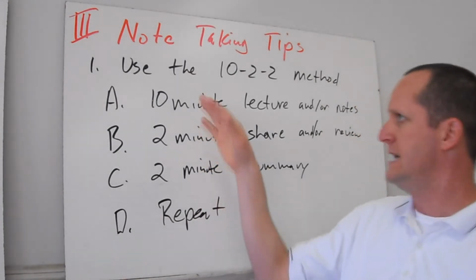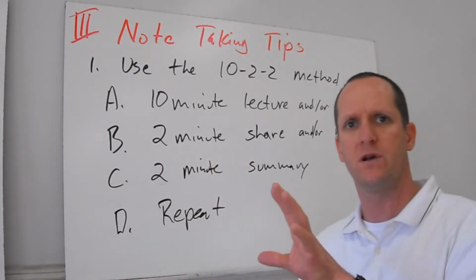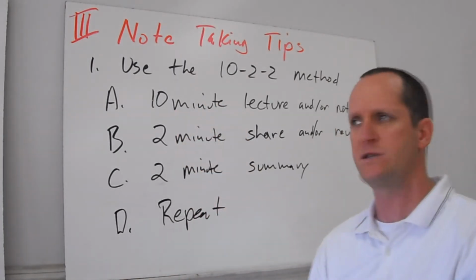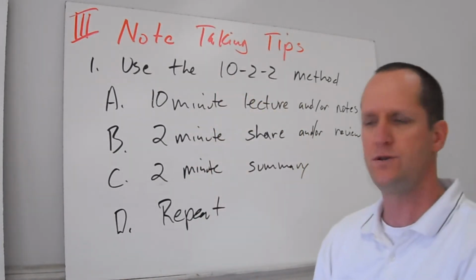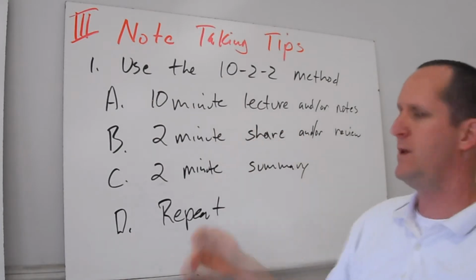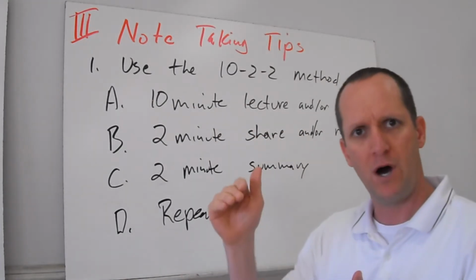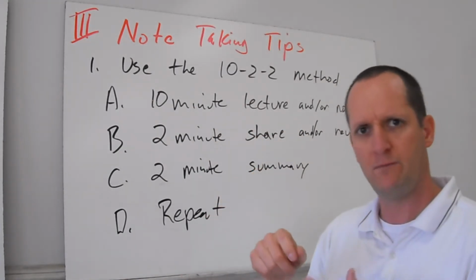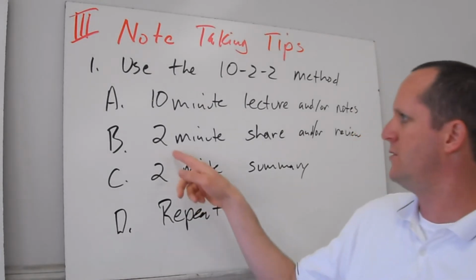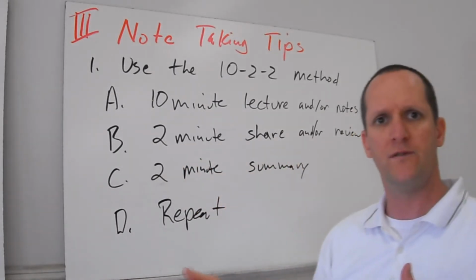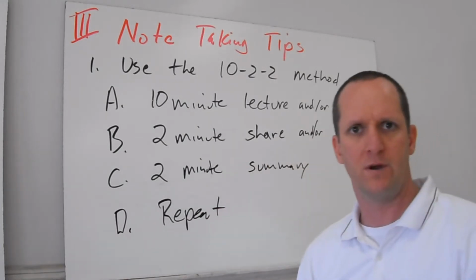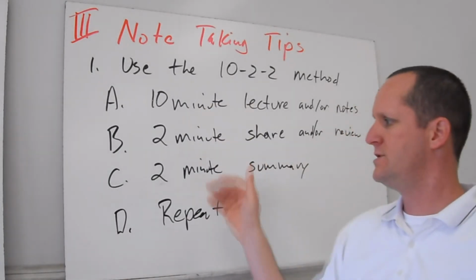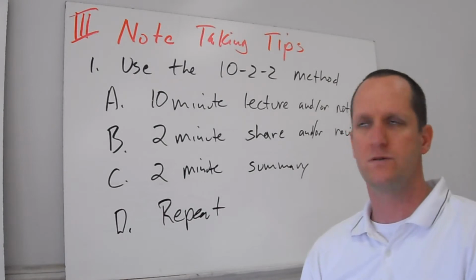and then repeat the process. Now my notes that I'm going to be posting on YouTube will all be less than 10 minutes. So this is a perfect scenario for using the 10-2 method. You take 10 minutes of notes, you can pause the video, you can look through them, take your notes, do what you need to do, take 2 minutes to share if you're working with a partner and or review them, and then write your summary. And it's the perfect method to taking good notes.